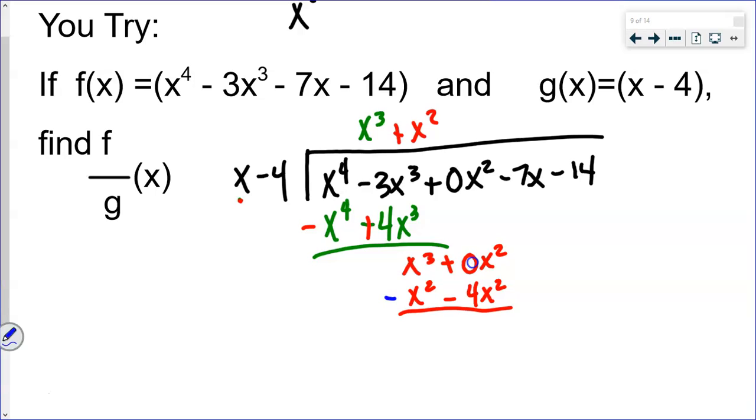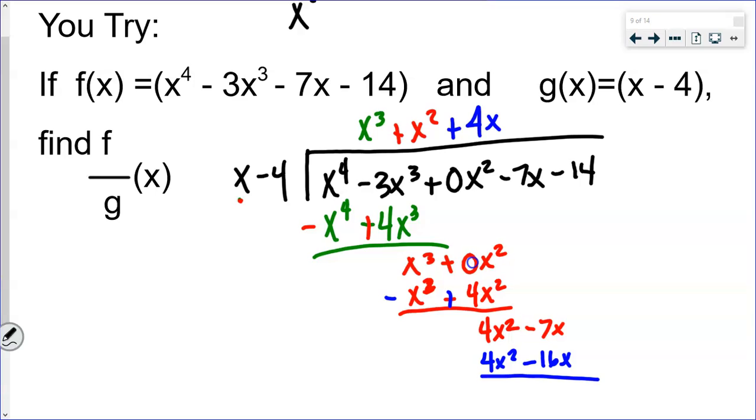So here again, we're going to change our signs. So now our x to the 3rds, y'all, are going to go away. So this is going to be 4x squared, and then we're going to bring down that negative 7x. So what do we multiply by x to get 4x squared? It would be 4x, right? So that's going to give us a 4x squared, and we're going to multiply 4x times negative 4. That's going to be negative 16x.